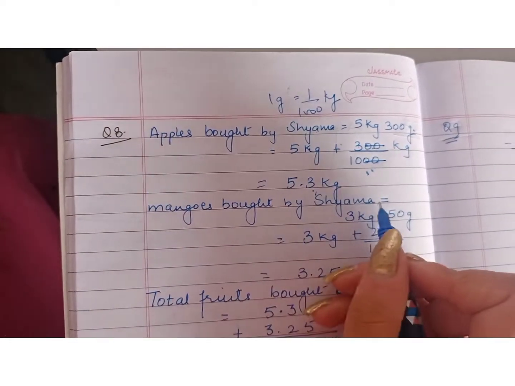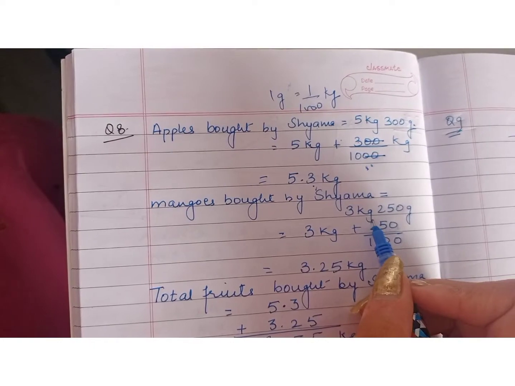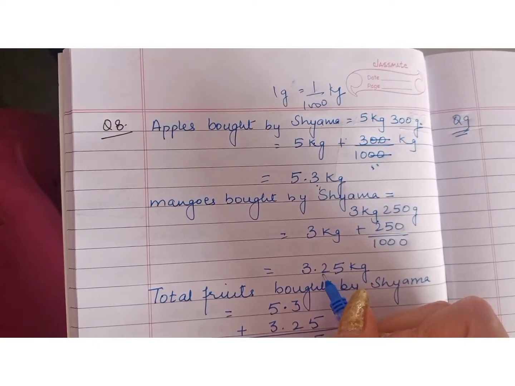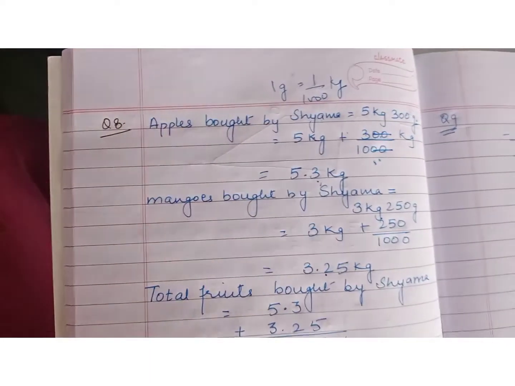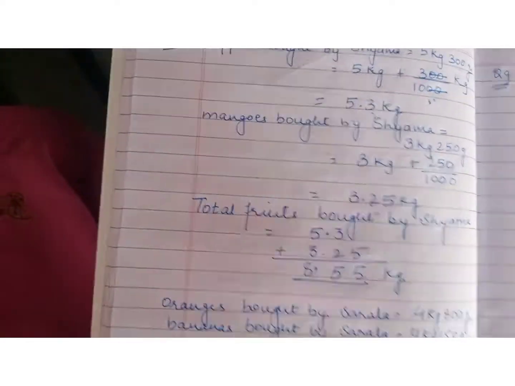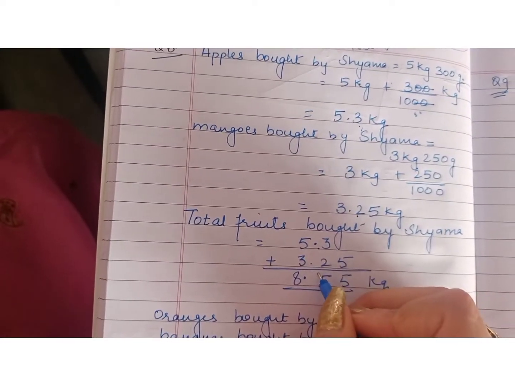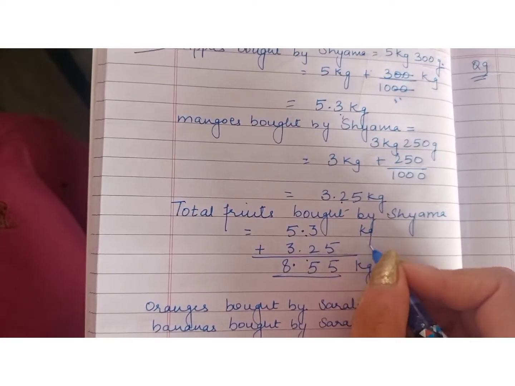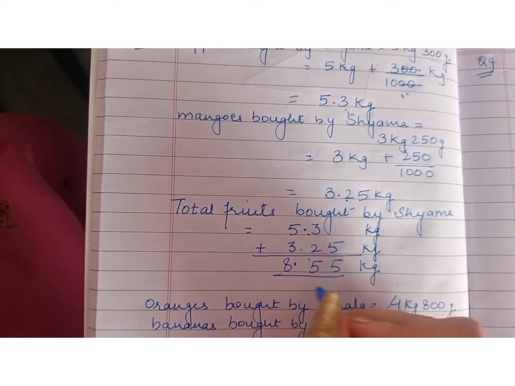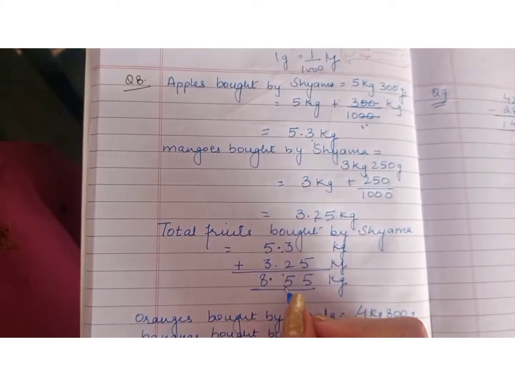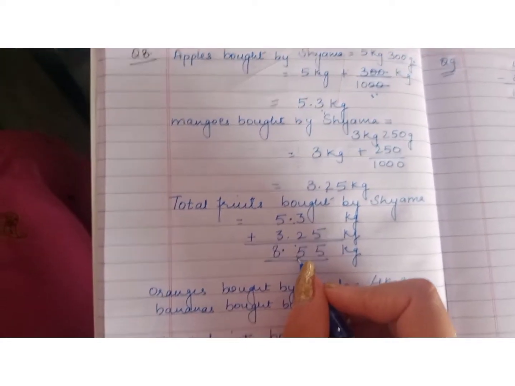Similarly, mangoes bought by Shama, you need to calculate it and you will get the answer in kgs as 3.25 kgs. Then we need to find the total fruits bought by Shama. I'll add 5.3 and 3.25 together. So you will get the answer as 8.55 kgs. This is the total fruit bought by Shama.